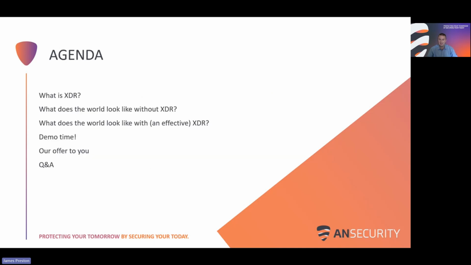So we're going to go through what is XDR first, a brief overview of XDR as a solution area, and then a quick slide on what the world looks like without XDR. And then what does the world look like with the inverse? So what does the world look like with an effective XDR? There are a lot of platforms out there selling themselves as XDR solutions, and we want to make sure that you have an effective one. We then go on to our demonstration. So I've got a couple of screenshots lined up for us, which then take you through an overview as to what an effective XDR solution will look like in its ability to detect and respond to cybersecurity incidents.